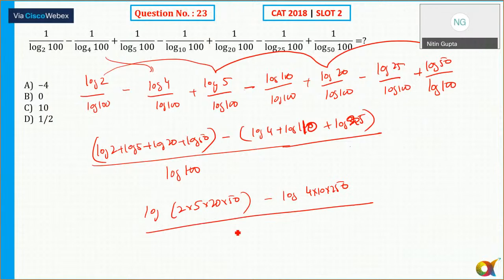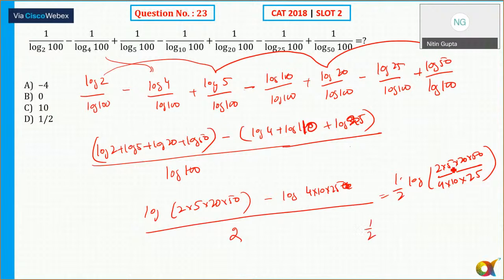And log 100 is equal to 2, assuming the base is 10. So this is equal to what now? Again, the 1 by 2 is outside. Log A minus log B is always log A by B. So log of 2 into 5 into 20 into 50 upon 4 into 10 into 25. So solve this and you'll get the answer, which comes out to be how much? I think 1 will come. Not 1, this is equal to 1 by 2.